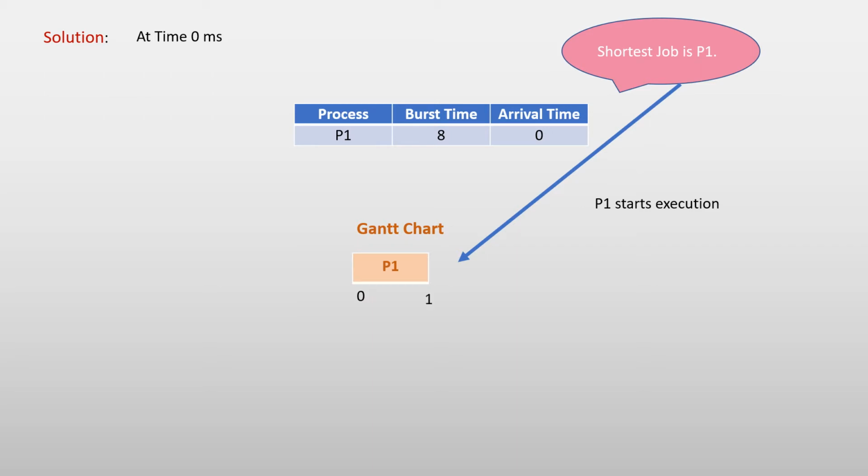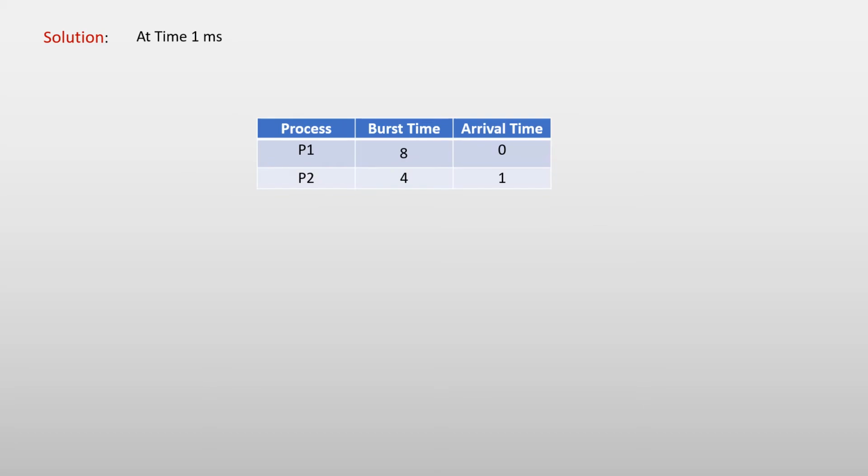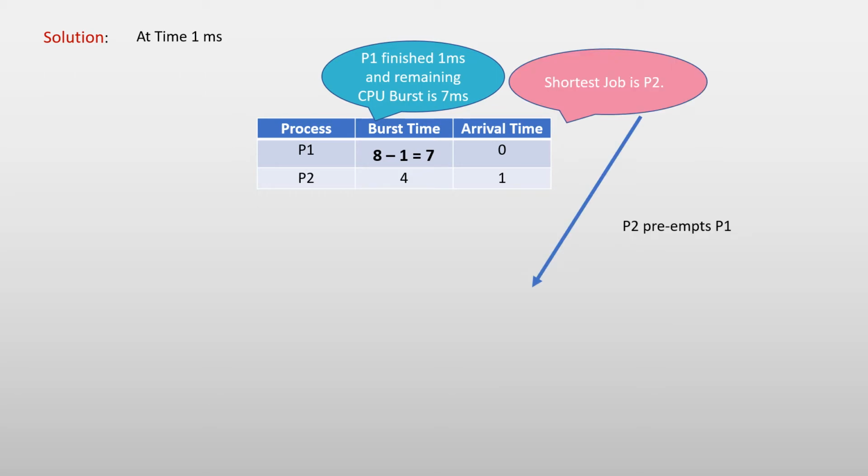Why are we taking only 1 millisecond? Because at 1 millisecond another process comes into the system. P2 arrives at 1 millisecond and its CPU burst is 4 milliseconds. But P1 has finished 1 millisecond of processing, hence its CPU burst will now remain 7 milliseconds. So the shortest job is P2 and hence P2 preempts P1. In the Gantt chart, P1 started at 0 milliseconds till 1 millisecond, but at 1 millisecond P2 preempted P1's execution.